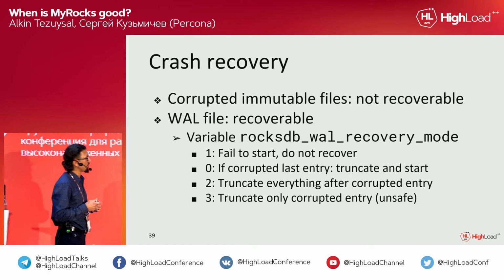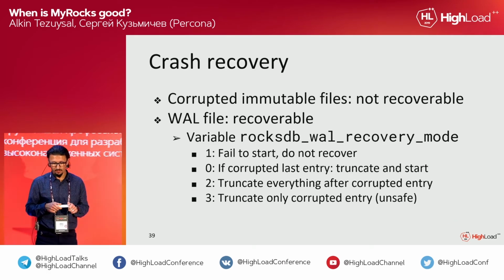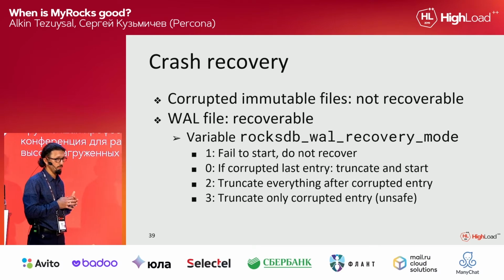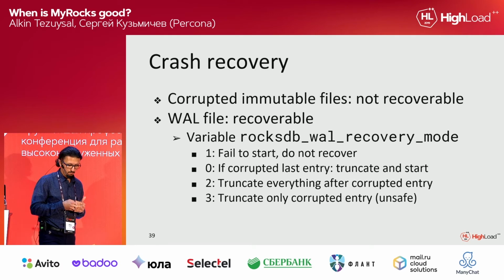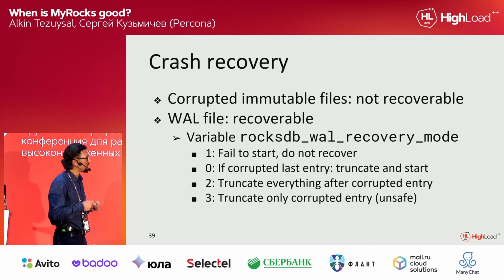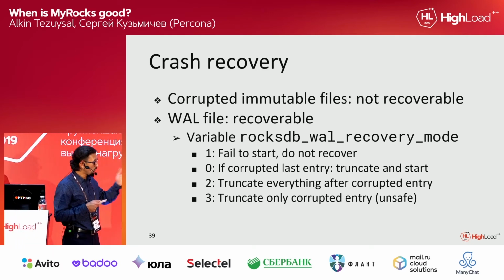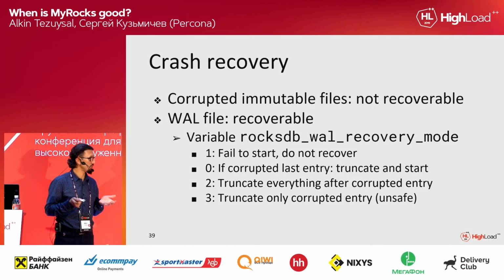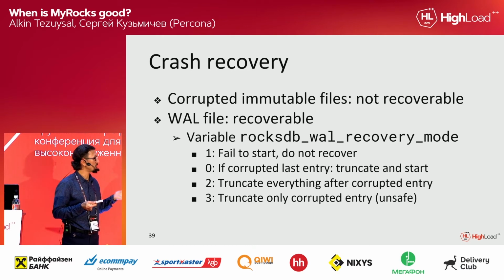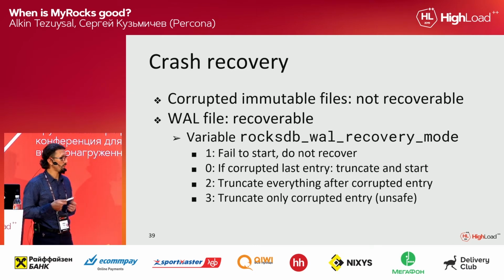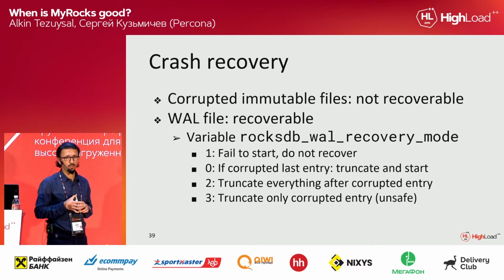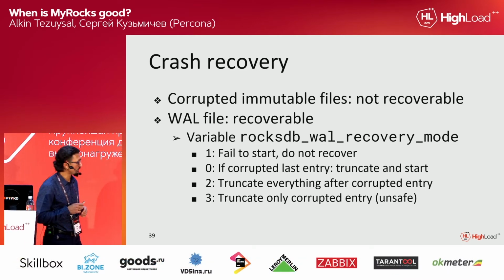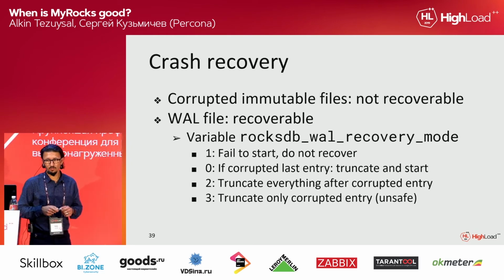How do we do a crash recovery if it's crashed? If the immutable files are corrupted, they're not recoverable. You have to restore from a backup, and then there are recovery options. One is the default recovery mode. If the engine crashed, it will fail to start, and then you need to figure out what to do and decide. If you choose other recovery modes, you might lose some data, and that depends on what you want to do.